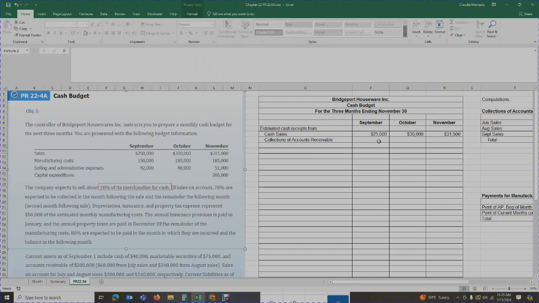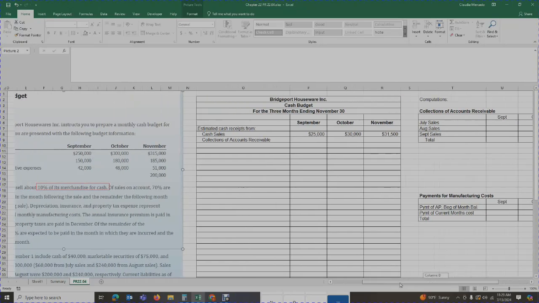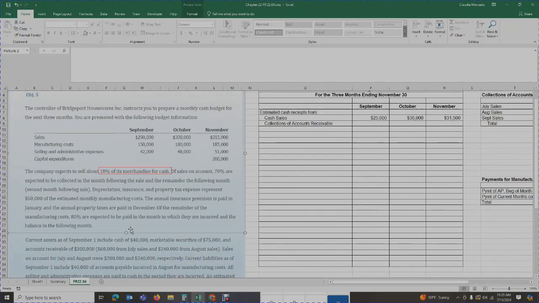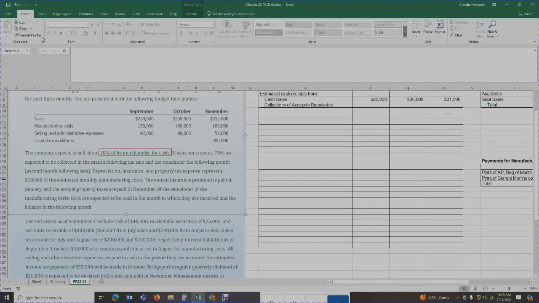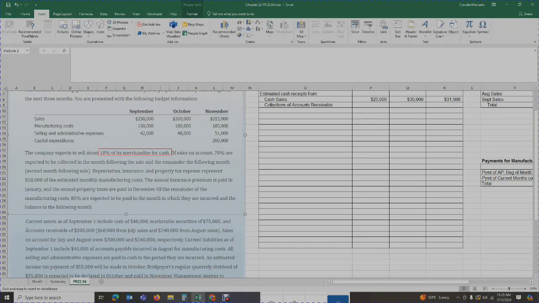Now we're going to go to the collections of accounts receivable. For this, we are going to have to create a schedule because it gets complicated. I've already set it up on the side, my schedule for collections of accounts receivable. We've got July, August, and September. Why am I going back to July? Well, let's look down here at the bottom and read over this section right here.